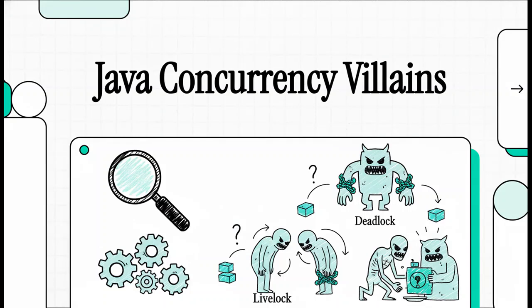Welcome to The Explainer, where we're going to dive in to one of the most maddening problems in software development, the moment your application just freezes. We're going on a hunt for the silent killers in Java multithreading that are really responsible for this.